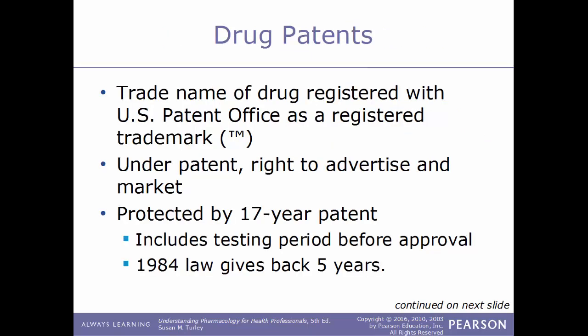Now, the trade name of a drug is registered with the U.S. Patent Office and is a registered trademark. That's why you see the letters TM above the trade name. Once this is under patent, the drug company has the right to advertise and to market that product. And this lasts for a 17-year period. And this includes the testing period before the approval.